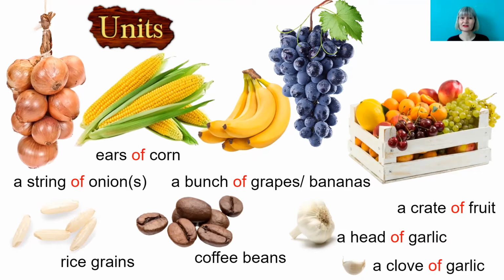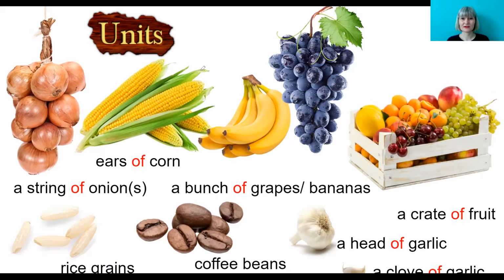И головка, и зубок. Тоже мы к нему вернемся еще. То есть это слова, которые нам могут помочь как-то измерить то, что мы не можем измерить с цифрами. Да? So we can use a string, ears, a bunch, a crate, a head, a clove.